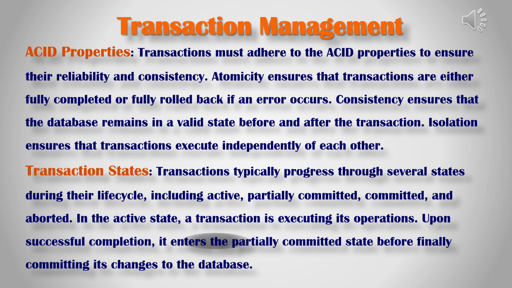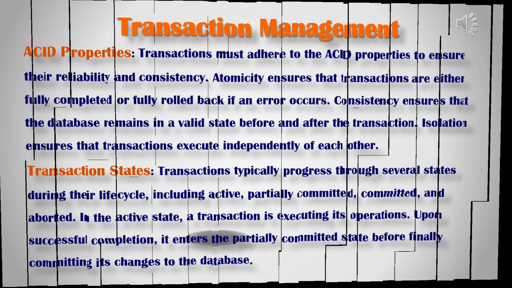Transaction states. Transactions typically progress through several states during their life cycle, including active, partially committed, committed, and aborted. In the active state, a transaction is executing its operations. Upon successful completion, it enters the partially committed state before finally committing its changes to the database.